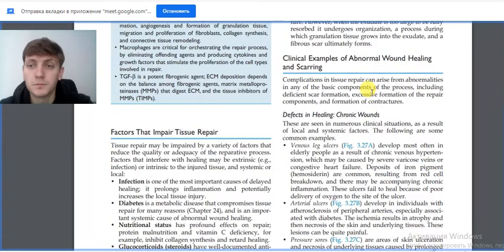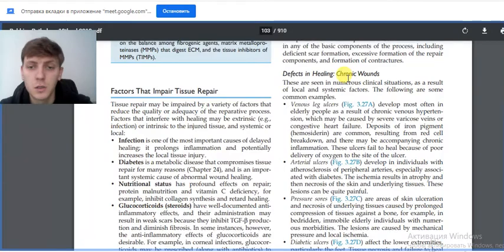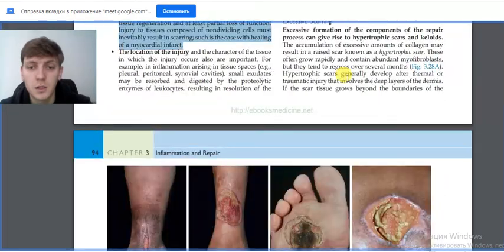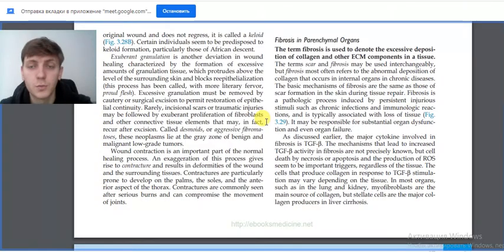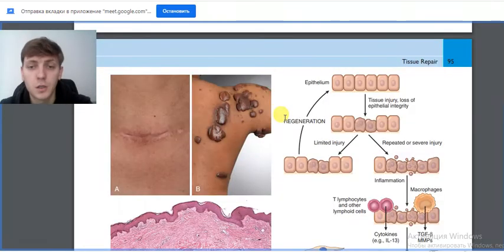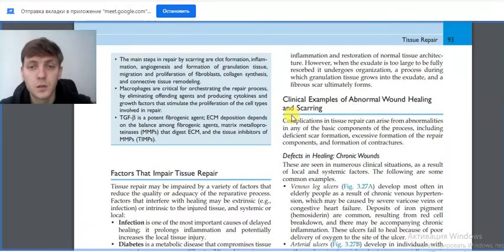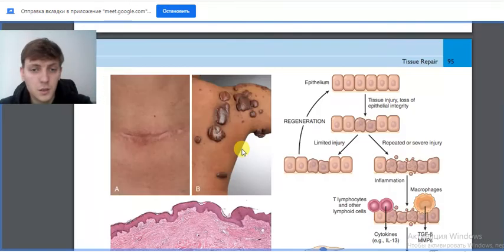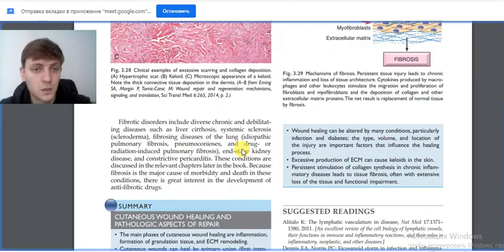Okay. And then clinical examples of abnormal wound healing and scarring. It will be your self-independent work, so please write it down. I think it's enough for today.